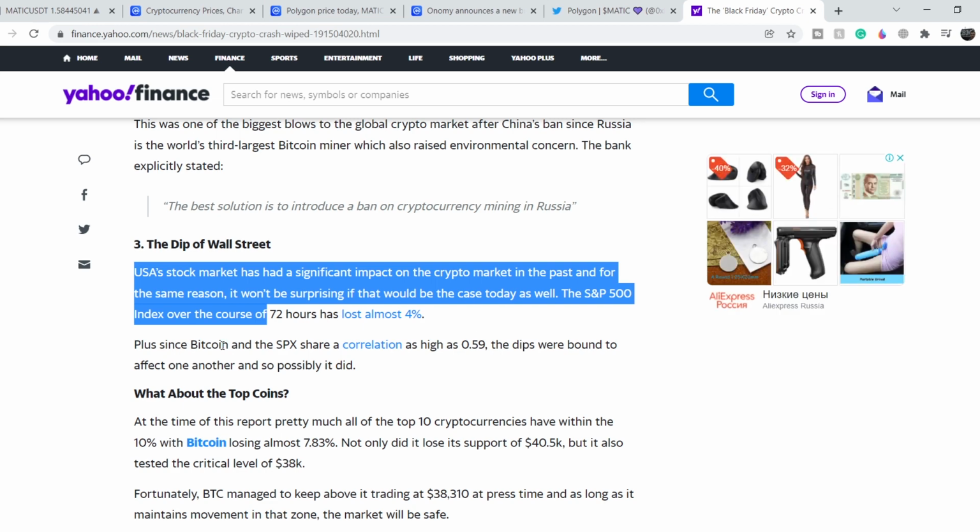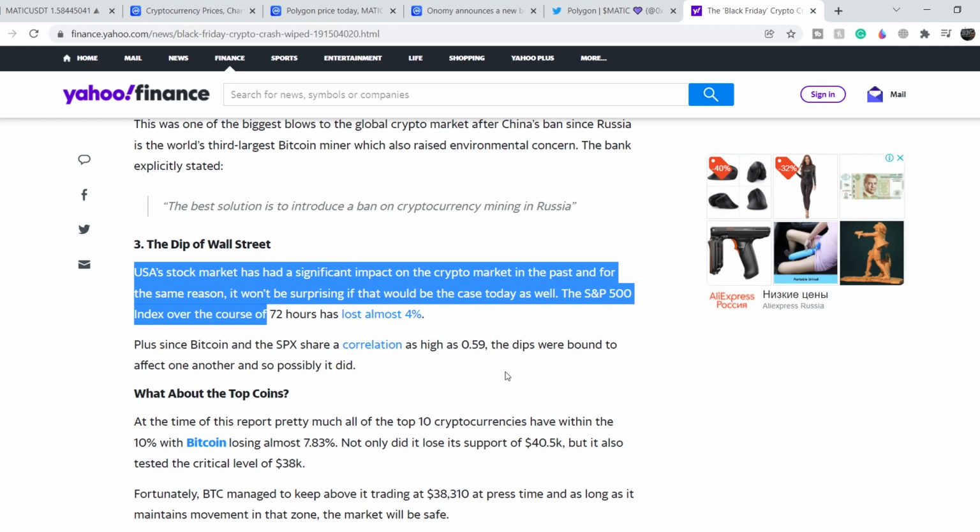Plus, since Bitcoin and the SPX share correlation as high as 0.59, the dips were bound to affect one another, and possibly it did. So, it is an effect of synergy, and definitely it is a negative effect of synergy in between these two markets, I mean crypto market and traditional market, and that's why we have this harsh sell-off.